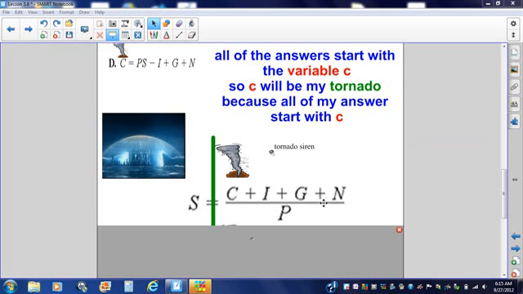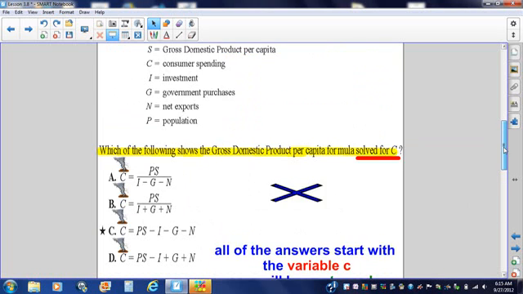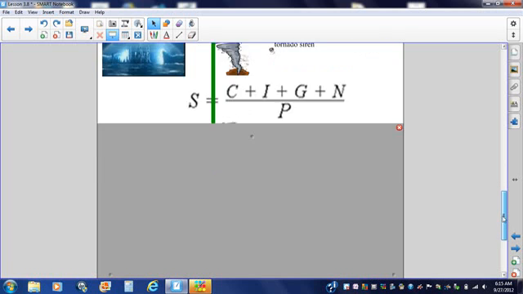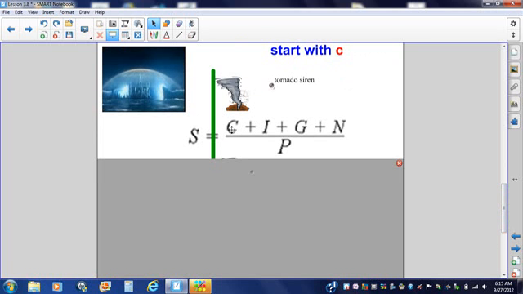Alright guys, you should have that literal equation on your paper. I would like you to write on your paper now, solve for C. Alright, let's work the problem together. Since all the answers start with the letter C, I want you to draw a little tornado above the letter C. And you know, if the tornado is coming, you'll probably find out. At least hopefully find out.